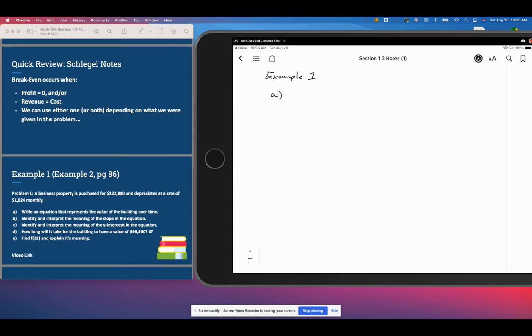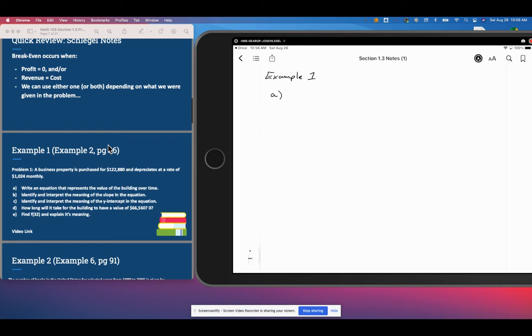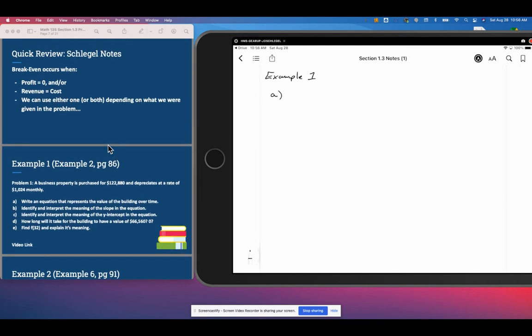With that, moving on to example one for this section, a business property is purchased for $122,800 and depreciates at a rate of $1,024 a month. We need to write an equation that represents the value of this building over time. So again, as I mentioned in the Schlegel notes a couple of videos ago, I'm going to use slope-intercept form for these anytime that I possibly can. And I can always use slope-intercept form as long as I have the y-intercept or the initial value. And I do, those are both the same. The y-intercept and the initial value are the same thing, just said differently. So I do have the initial value of the building.